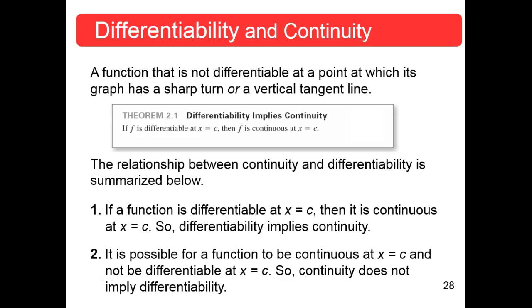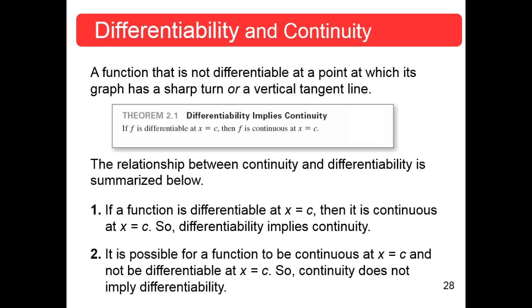A function is not differentiable at a point where the graph has a sharp turn or a vertical tangent line. So differentiability implies continuity, but the reverse is not true. And smoothness doesn't always count, because if you have a vertical tangent line, that's smooth there, but it's not differentiable where the derivative doesn't exist.